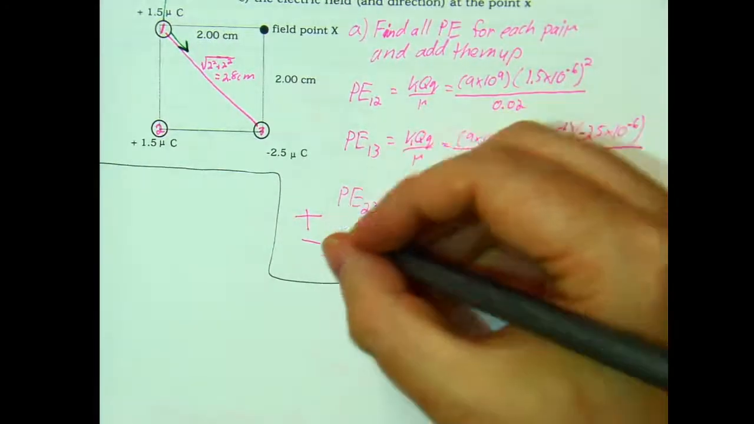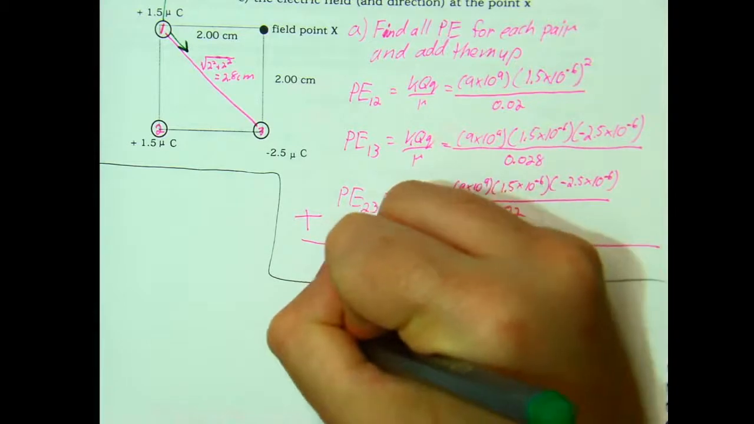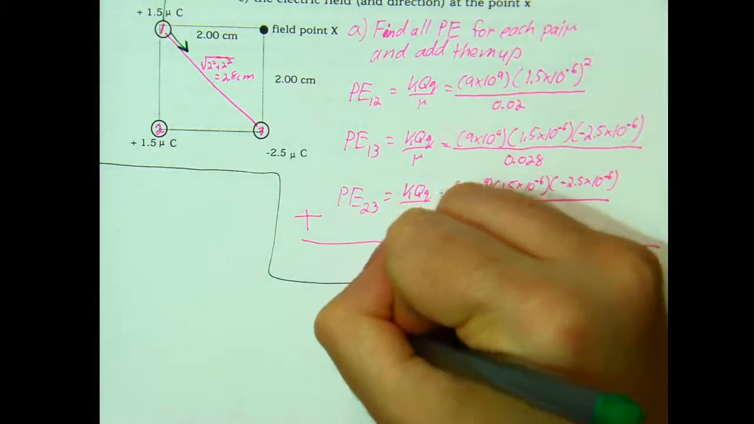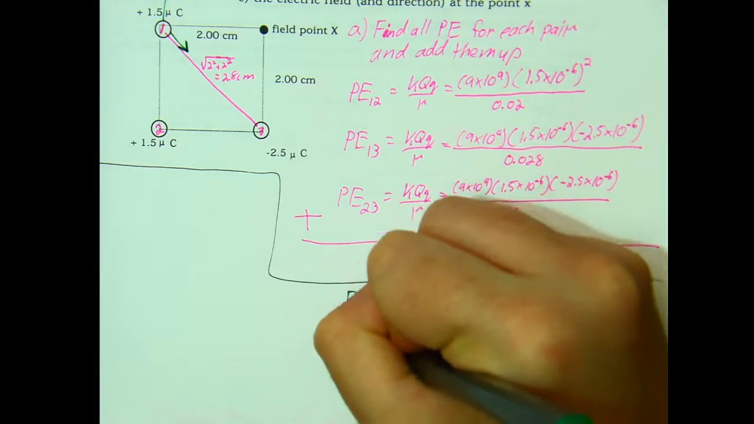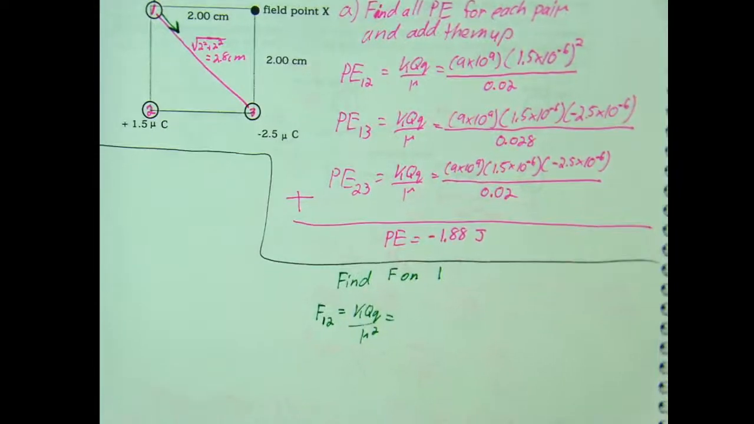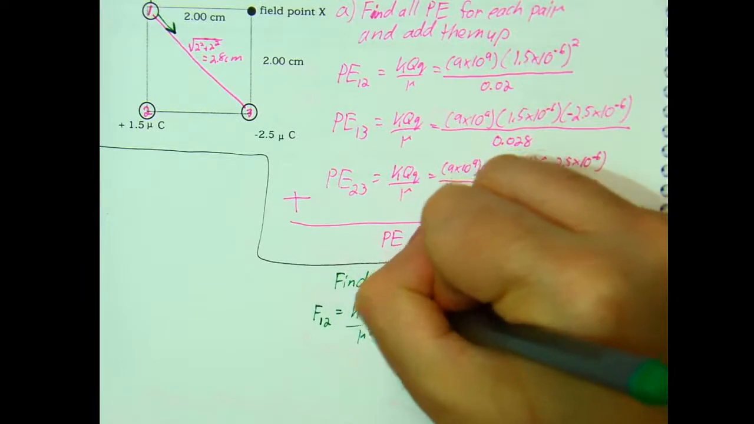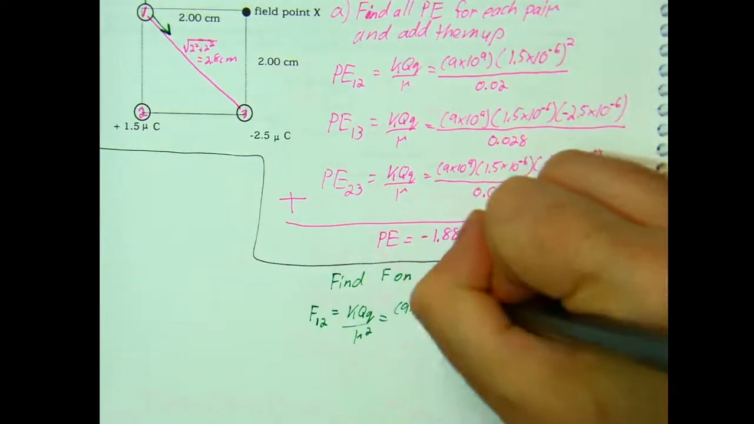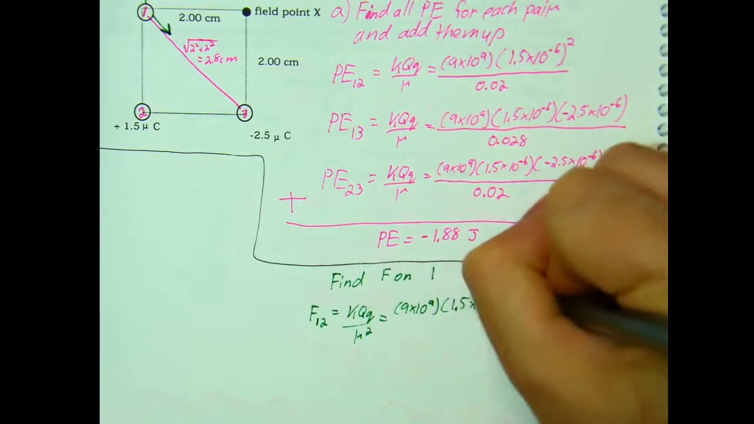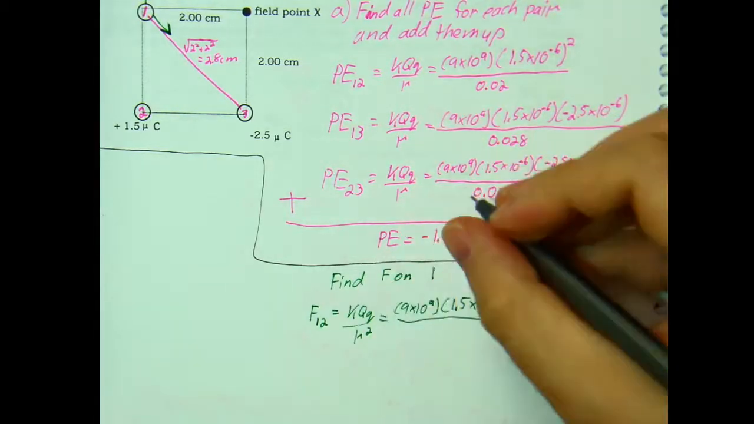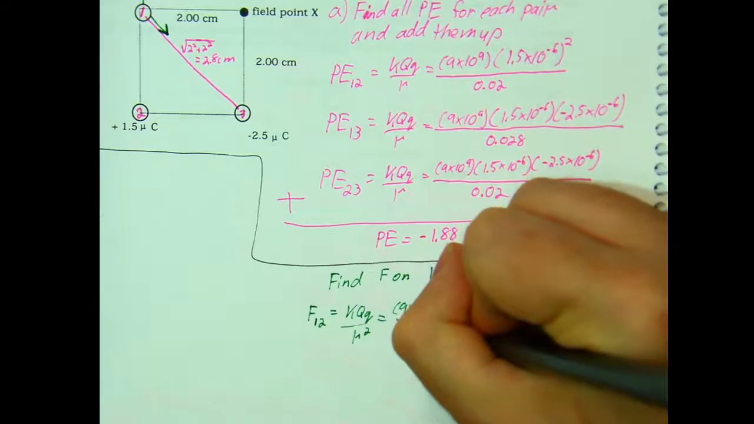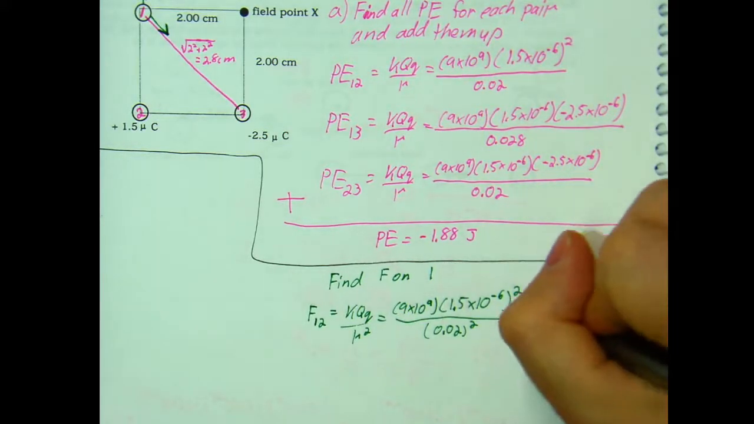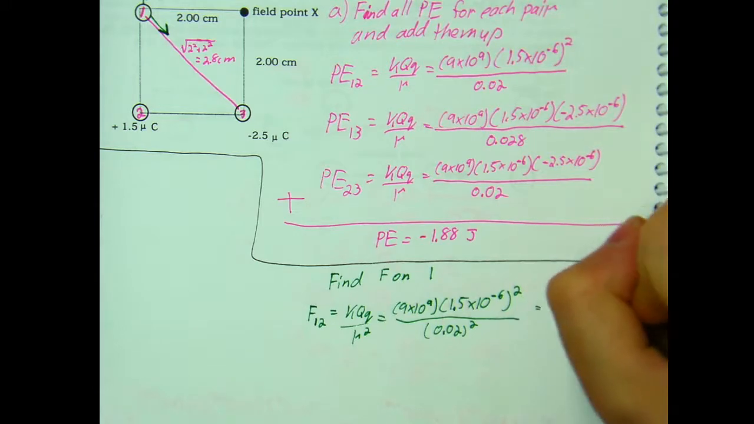So we're going to find the force between 1 and 2. That's given to us by kQQ over r squared. And that's going to equal 9 times 10 to the 9, 1.5 times 10 to the negative 6. Again, there's two of them with the same charge, so I'm just going to save some space and square it. And they are 0.02 meters apart, squared. This value here is 50.625.